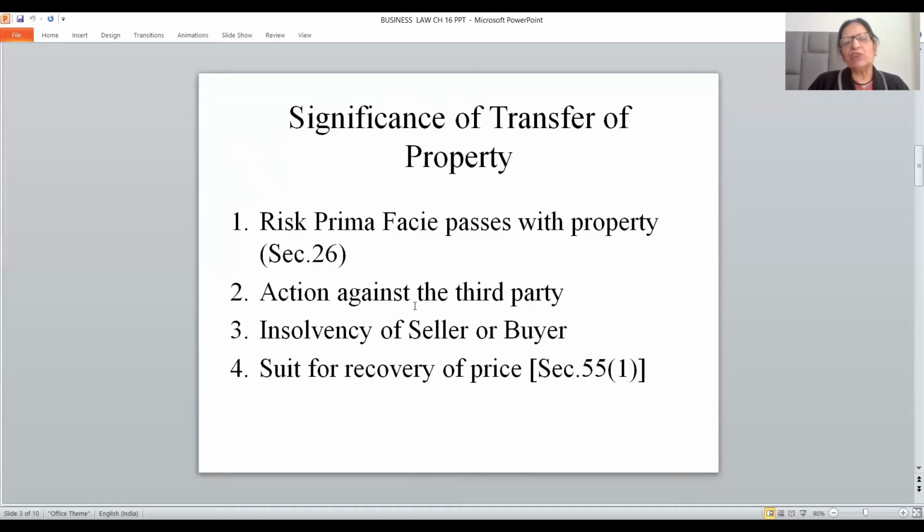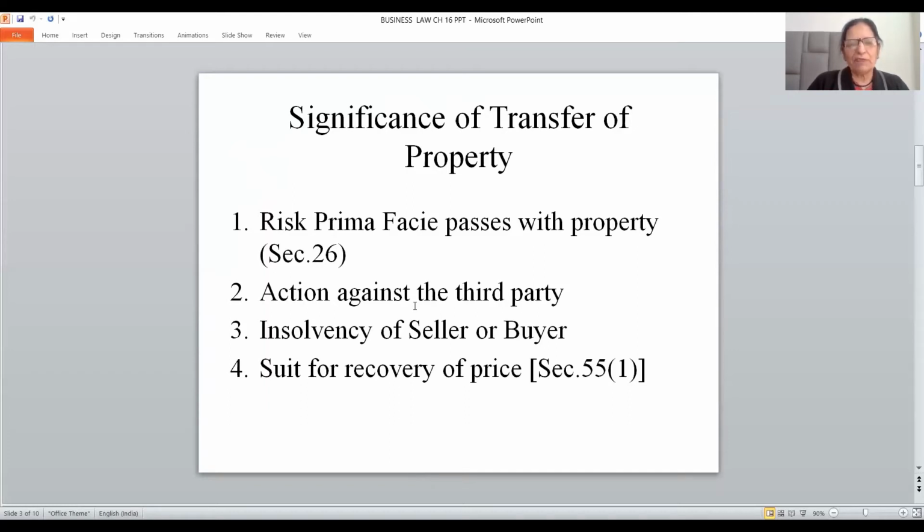Risk on the face of it always passes with property. If property has passed, if the ownership has passed, it means risk has also passed. Whosoever is the owner at the time of destruction of goods has to bear the loss of destruction of goods as per section 26. If ownership is with the seller, he will bear it, and if the ownership has passed from the seller to the buyer, then the loss has to be borne by the buyer.